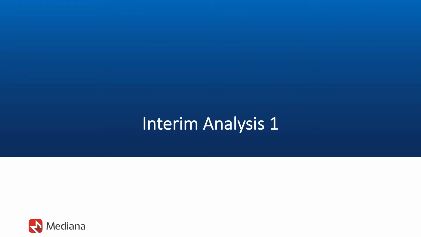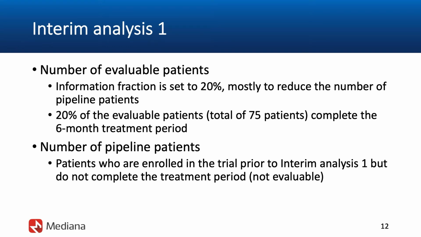We will now go over key considerations for each interim assessment, and of course we will begin with interim analysis number 1. We will begin with a set of assumptions. As we argued a few slides back, it would be best for the first interim analysis, because it is designed to support futility assessments, to set the information fraction to a relatively small value. In the context of this case study, we're going to set the information fraction for the first interim analysis to 20%.